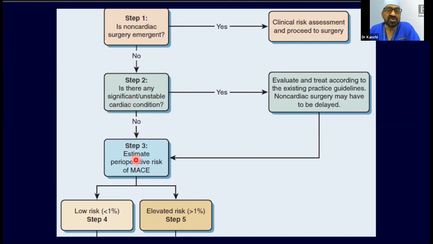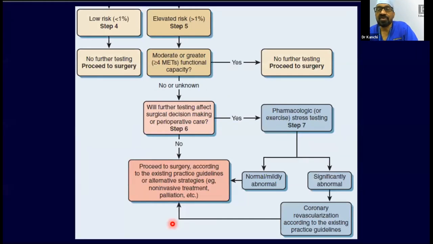If there are no active conditions, we need to look into the estimation of perioperative risk and also look at the risk of major adverse cardiac events, which I will delineate in the next couple of slides. There are two major risk scoring systems available with us. And if the patient comes under the low risk category in step 4, the patient can undergo the non-cardiac surgery without any further evaluation. But if the patient has elevated risk, we need to look into the problem a little more carefully.